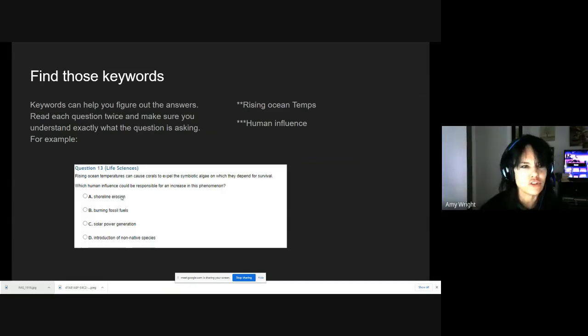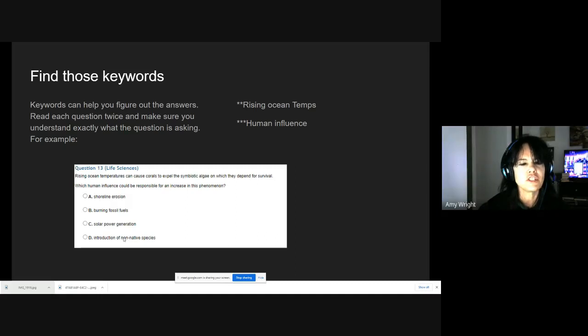I have a lot of students choose A, but in your head, you know that that's the wrong answer because shoreline erosion has nothing to do with ocean temperatures or human influence. Burning fossil fuels, probably the right answer. Solar power generation, yes, humans do solar power generation, but do we do that over the ocean? Is that causing our ocean temperatures to rise? No. We use solar power generation for our homes, right?